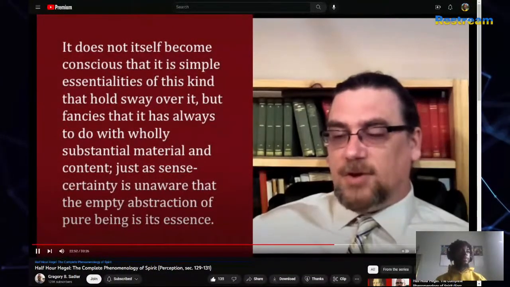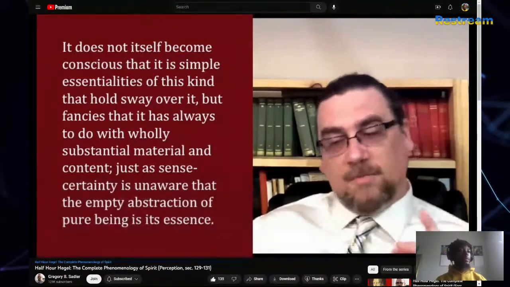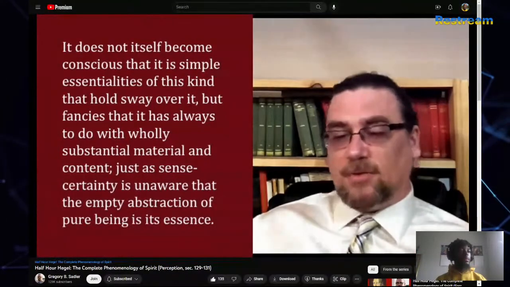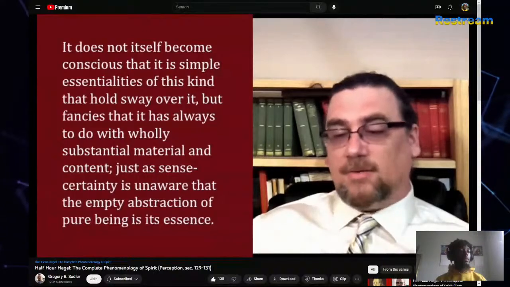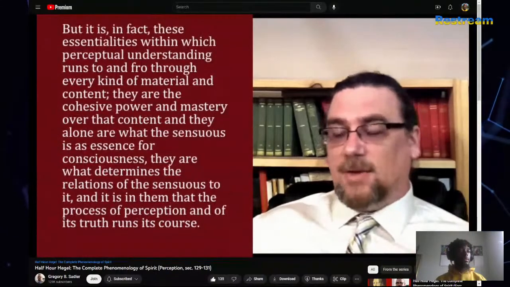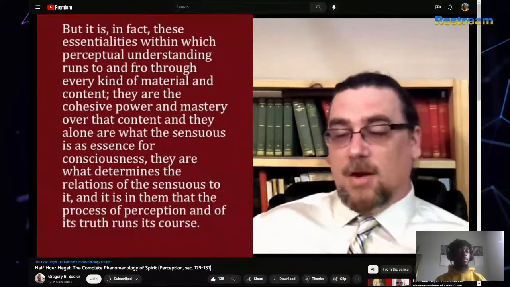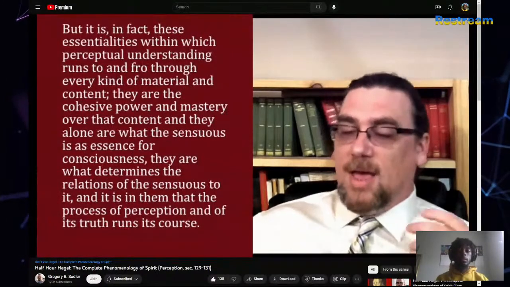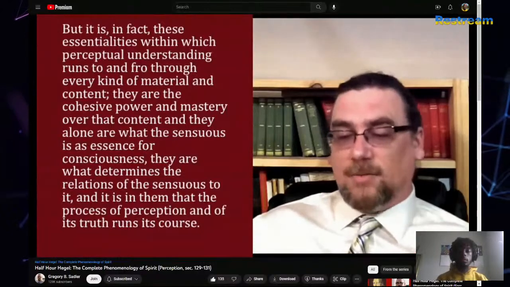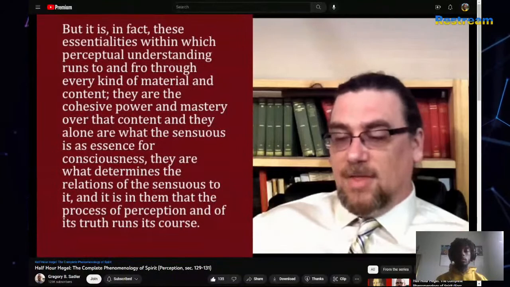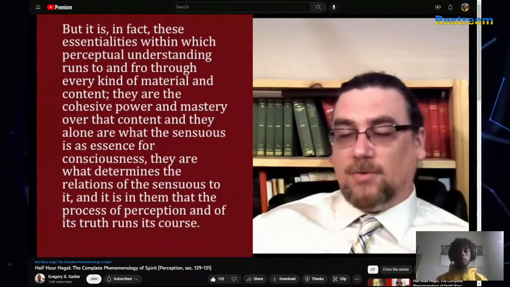It is simple essentialities of this kind that hold sway over it, but it fancies that it has always to do with wholly substantial material and content, just as sense certainty is unaware that the empty abstraction of pure being is its essence. But it is, in fact, these essentialities within which perceptual understanding runs to and fro through every kind of material and content. They are the cohesive power and mastery over that content, and they alone are what the sensuous is as essence for consciousness. They are what determines the relations of the sensuous to it, and it is in them that the process of perception and of its truth runs its course.